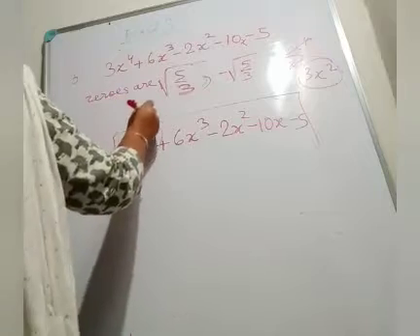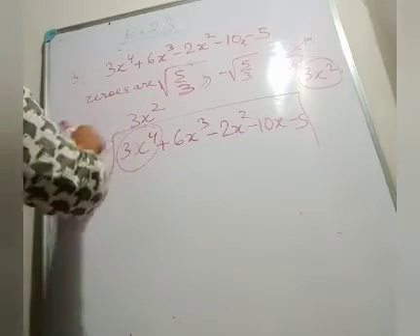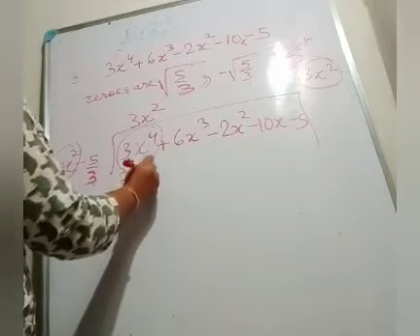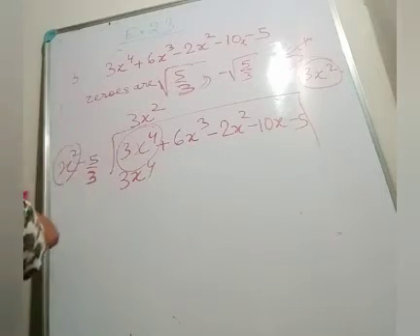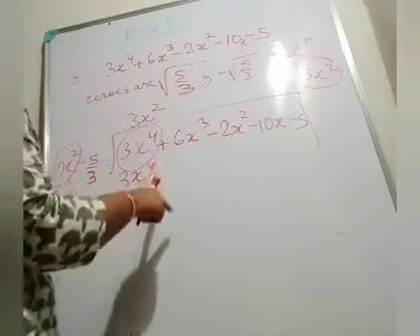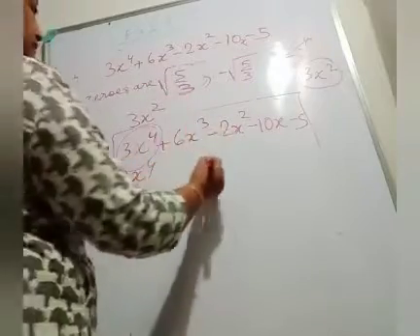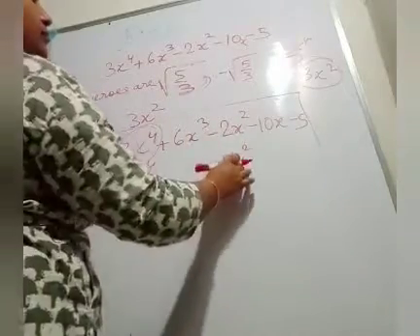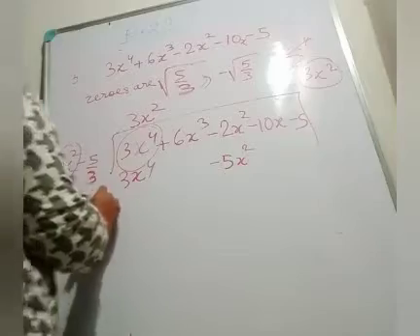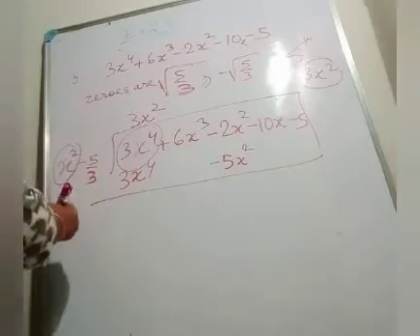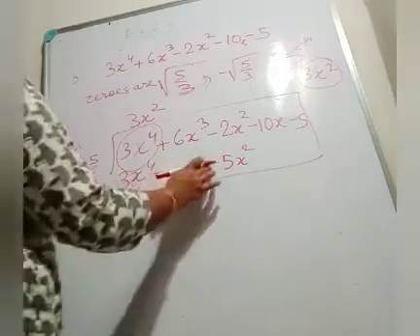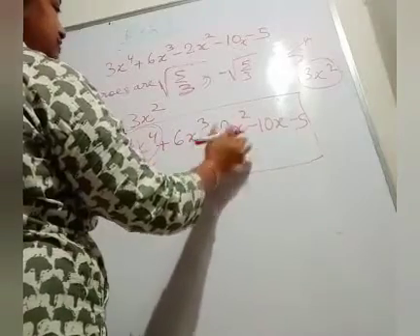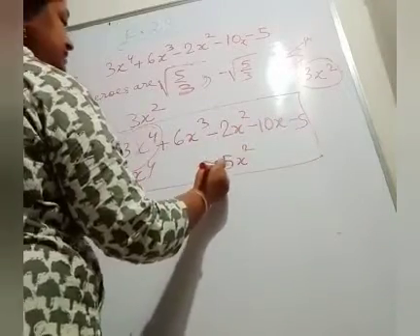So write 3x square as the quotient and multiply this 3x square with this divisor. We will get x square into 3x square is 3x4. Now minus 5 by 3 into 3x square is minus 5x square. So write the term under the term of the same degree. I have written minus 5x square under minus 2x square because these terms are of the same degree. So now subtract 3x4 minus 5x square from 3x4 plus 6x cube minus 2x square minus 10x minus 5 by changing their sign.